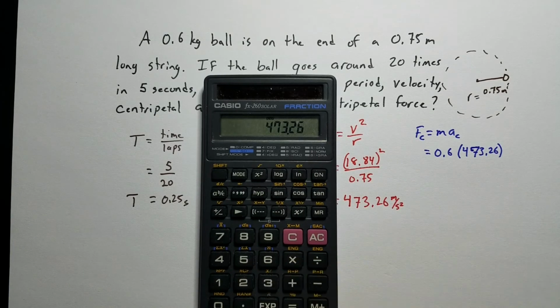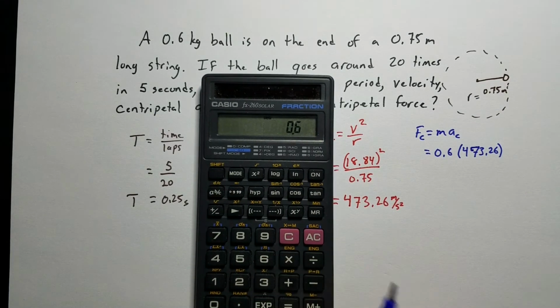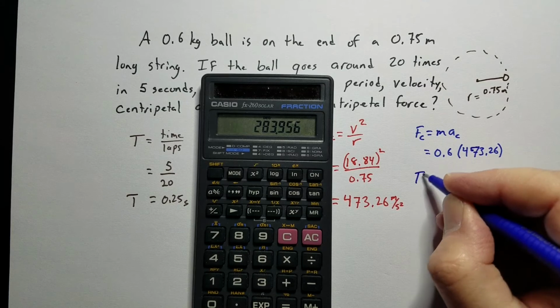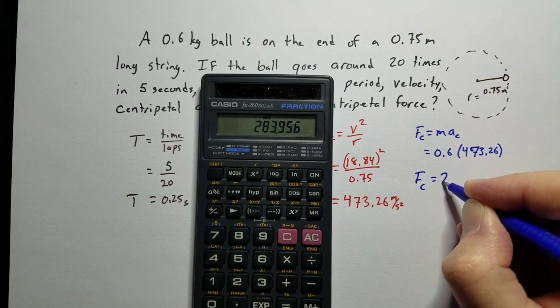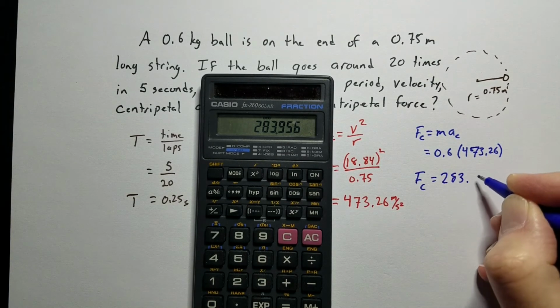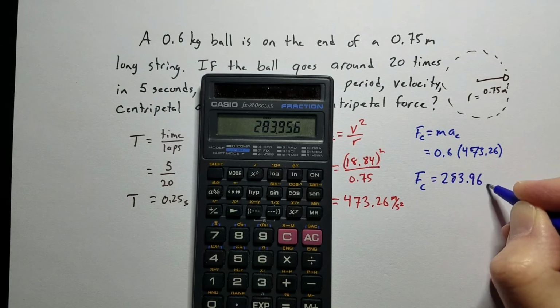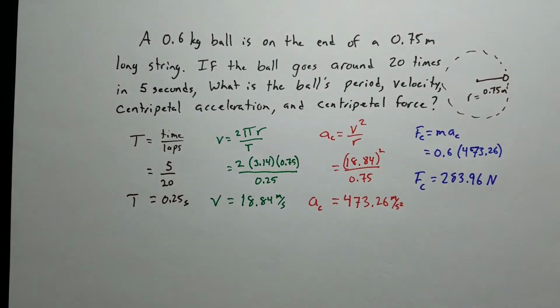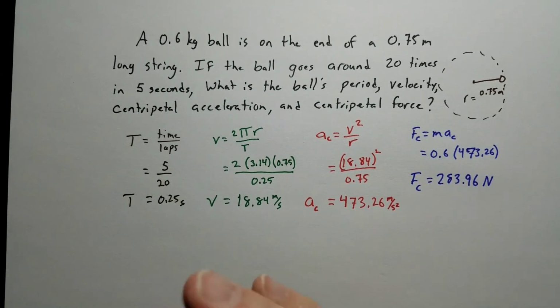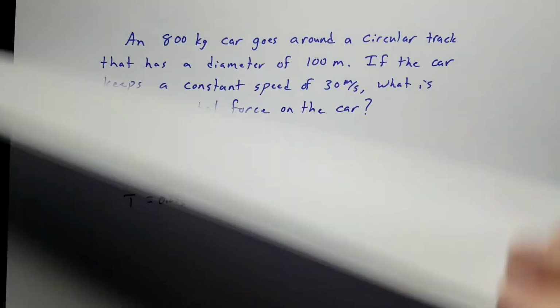473.26 times 0.6 gives me a centripetal force of 283.9, let's call it 284 newtons. But that's the longest problem of this type that's usually asked. So what happens if we pick it up in a different spot? So let's look at a different one.